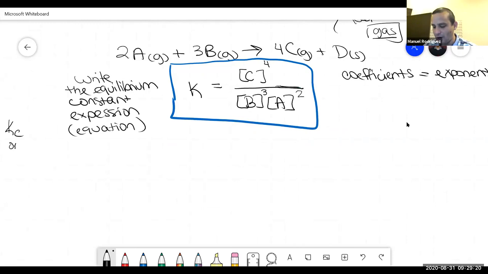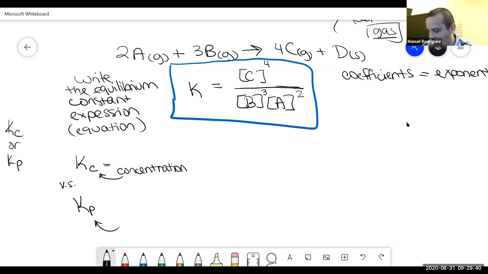So what is the difference between KC versus KP? KC, that C, means concentration. The P means pressure. Good? So normally, if you have aqueous solutions, you use the KC. If you have gases, use KP.